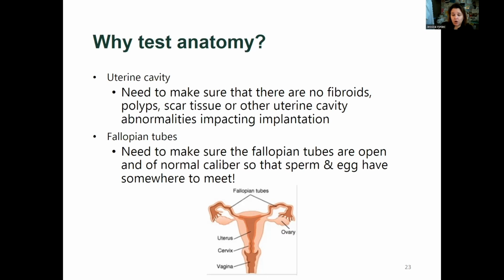We also need to know about the fallopian tubes because that is where the sperm and egg meet and fertilize, and that is the pathway from the pelvis into the uterine cavity where pregnancy occurs. And so we need to make sure that they're open, that they're normal caliber and functioning normally to assess fully the fertility. There are a number of different ways that we do this.